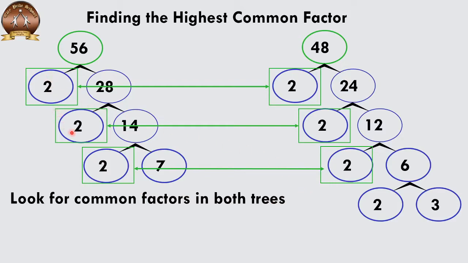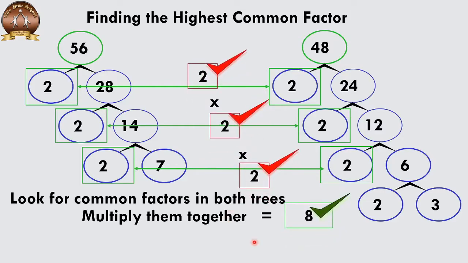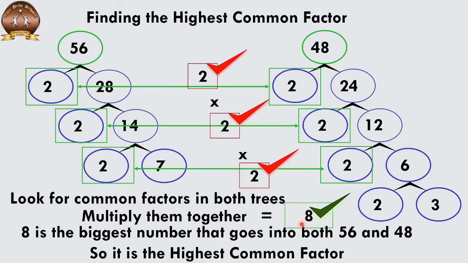So we are just going to look at the common factors in both the trees and multiply them together. See how we are going to do it? We are going to take the common factors out and then multiply them, and the number we get here is 8. 8 is known as the highest common factor of 56 and 48.